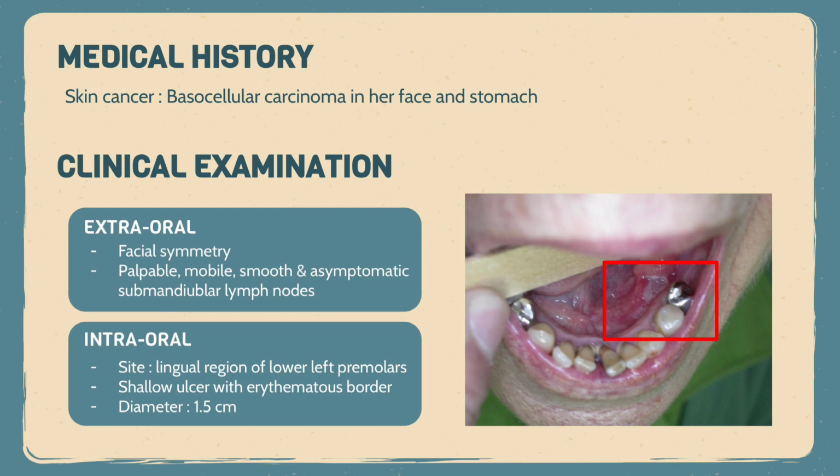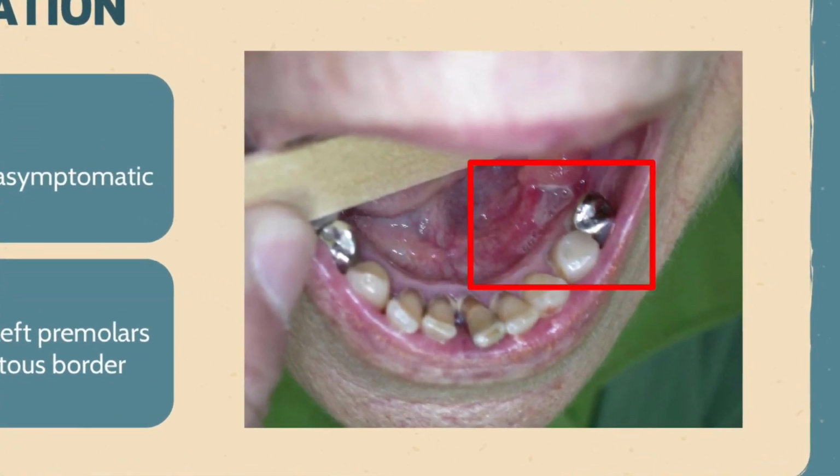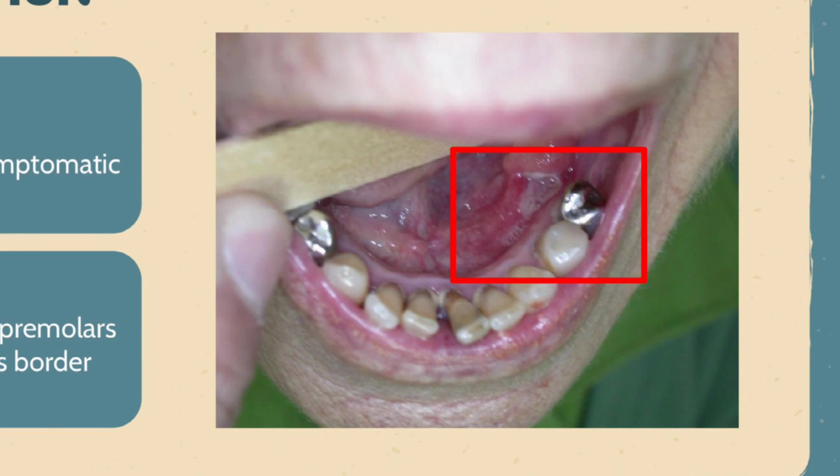an oral cancer lesion. From the clinical examination, as I mentioned before, the patient's face was symmetrical and her lymph nodes were palpable and asymptomatic. As the picture shown here, upon the intraoral examination, the patient has a shallow ulcer with diameter of 1.5 cm at the lingual region.